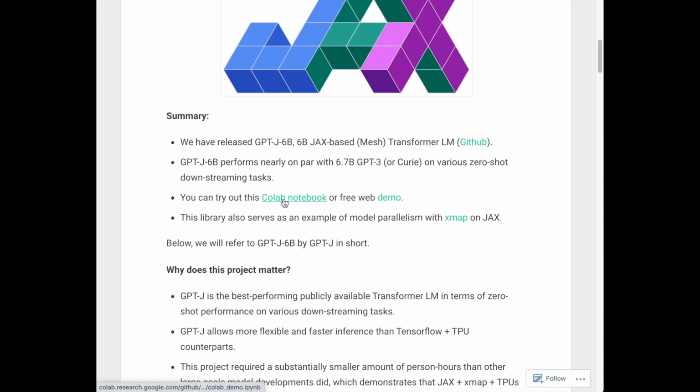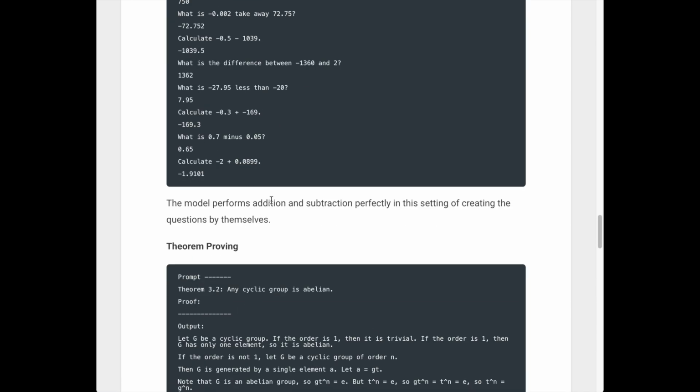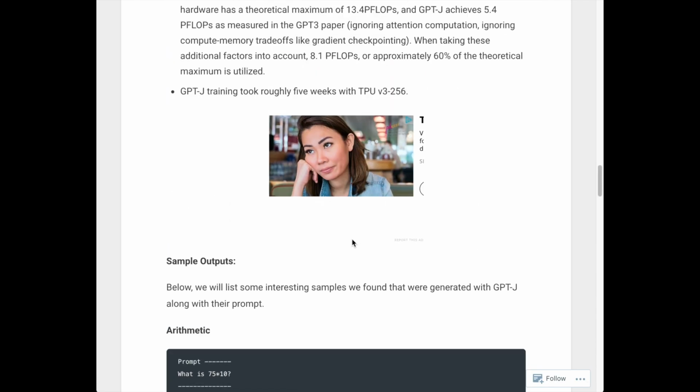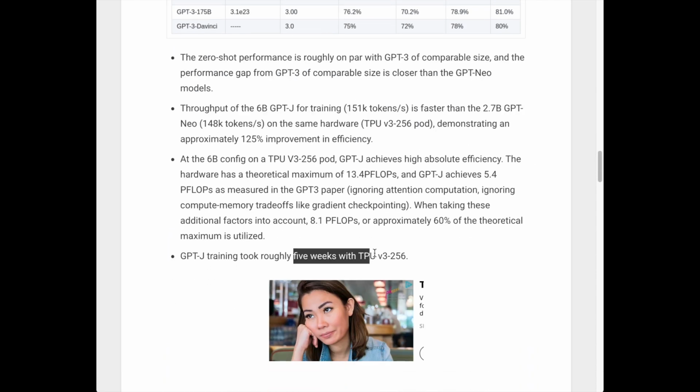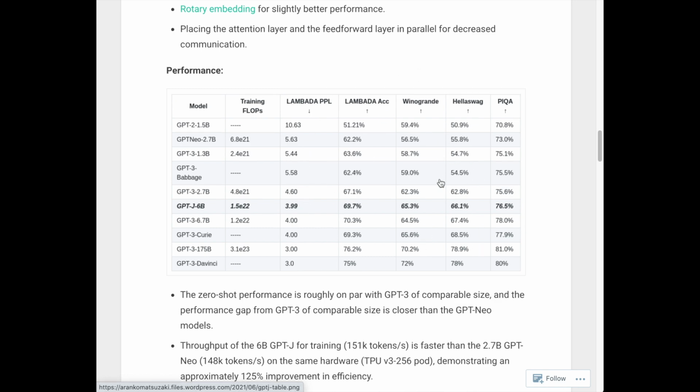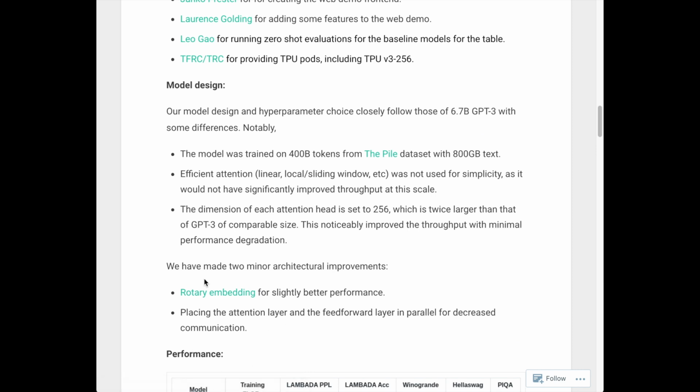You can access it with a Colab notebook or a free web demo to test things, as they show later. Say you want to test these prompts and see what the output of the model would be. They describe how it takes 5 weeks of training with TPU v3-256 cores, definitely an interesting detail. Looking at this table, comparing the language modeling perplexity, this is how they evaluate how well they're performing the language modeling task with zero and few-shot inference on these different supervised learning tasks. Slight modifications to the GPT-3 architecture in this design.